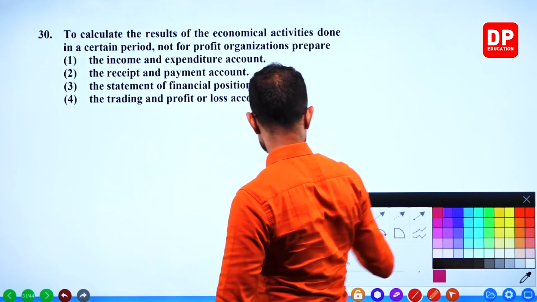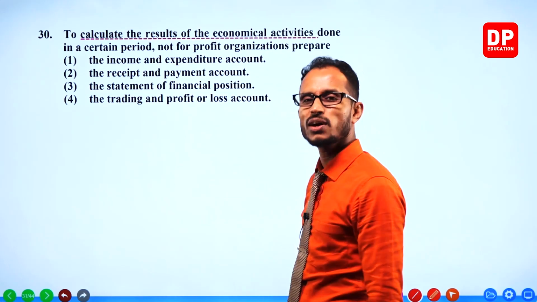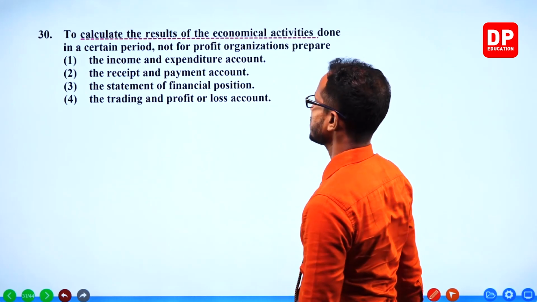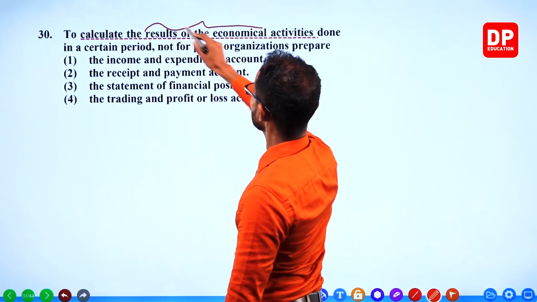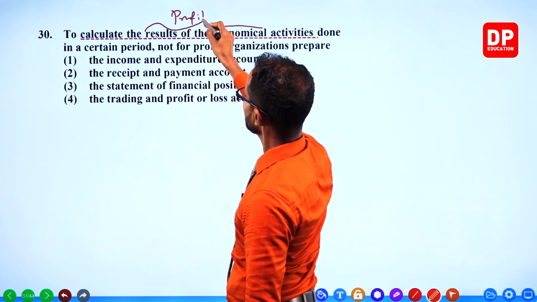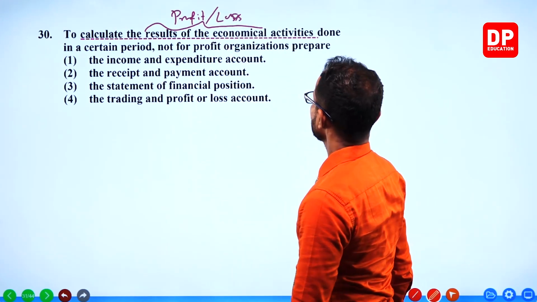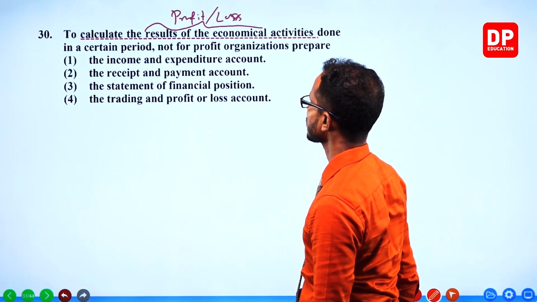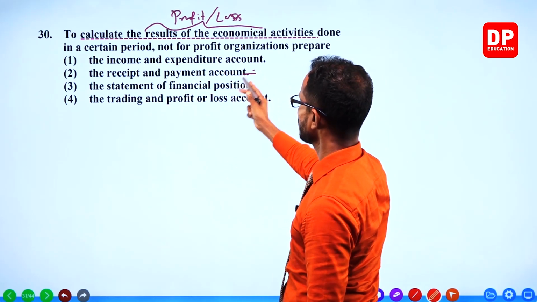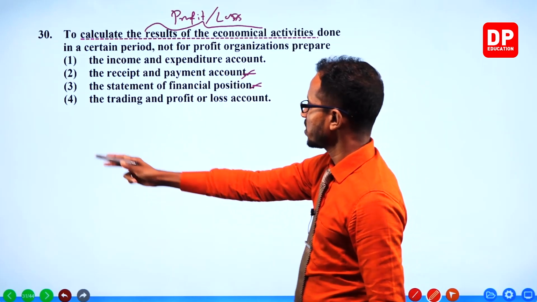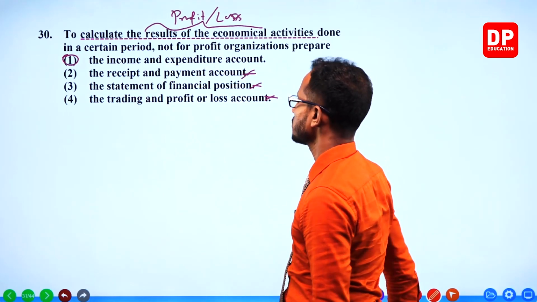See, they are giving you different terms to check your understanding. Results of economical activities means the profit or loss. It is calculated in a not-for-profit organization in the receipts and payments account, no. Statement of finance, no. Trading and profit or loss, no. Income and expenditure account. Bingo.